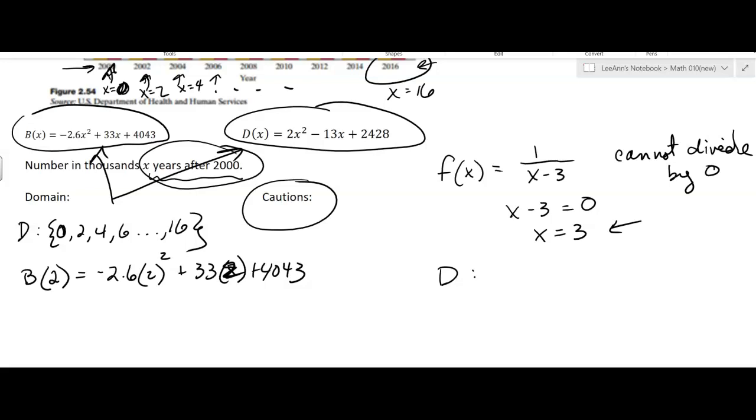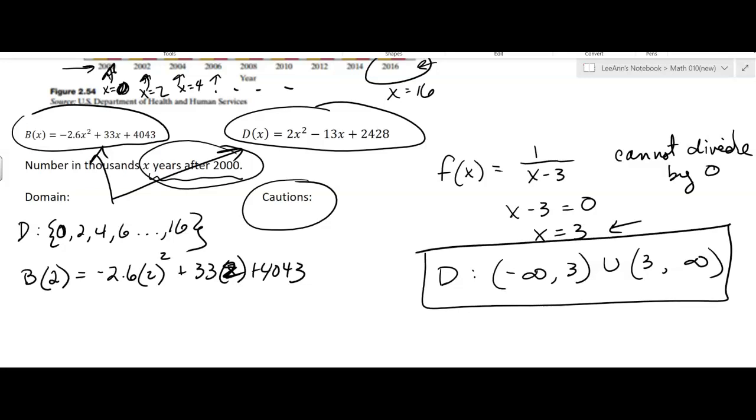We have to say the domain is from negative infinity to 3. Don't include the 3. And then from 3 to infinity. That's how you write it in interval notation. So we have like an excluded value. You can have any real number you want for this function right here, except you can't have 3, because we're not going to let you divide by 0. Okay? So that's one thing you have to caution on. Make sure your domain is excluding any values that would make the denominator 0.